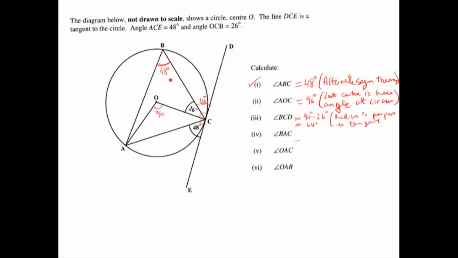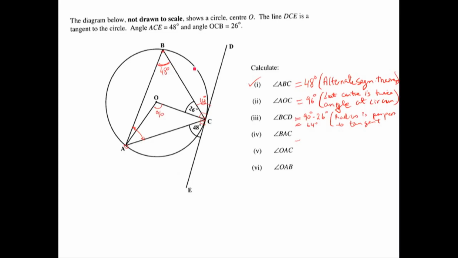Next one, angle BAC. So we look for this angle right here, from point B to point A to point C. So looking at this complete angle here, what is that going to be equal to? Well, that might be the only challenging one, but it's not really challenging. In fact, it should be easy.